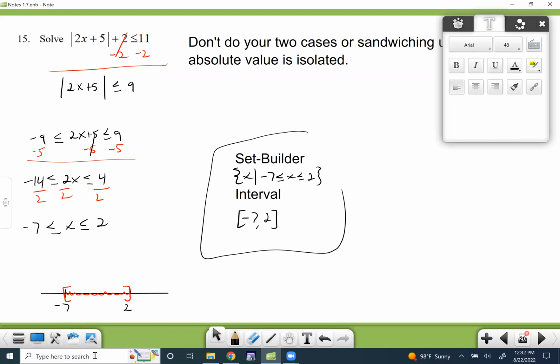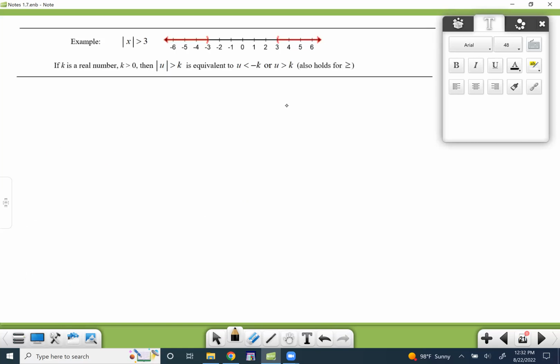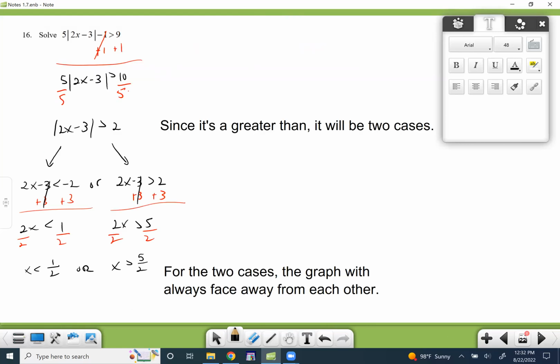Instead of -7 going this way and 2 going that way and them going away from each other, they went towards each other and created this space between. Well, what we're saying is that the or case will always be like this. One's going to go one way and the other's going to go the other way. They're going to go opposite of each other. So they'll always point away.